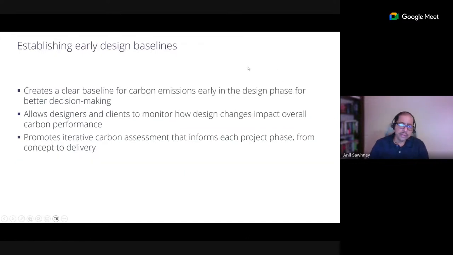So once you have your WLCA database, for example, in place, you can utilize it to establish design baselines. So early in the process, you can guide your clients, you can guide the decision makers in seeing the kind of carbon emissions without having too much detailed design data available for your project. So it helps promote iterative carbon assessment, which then informs each project phase from concept to delivery and up to end of life.